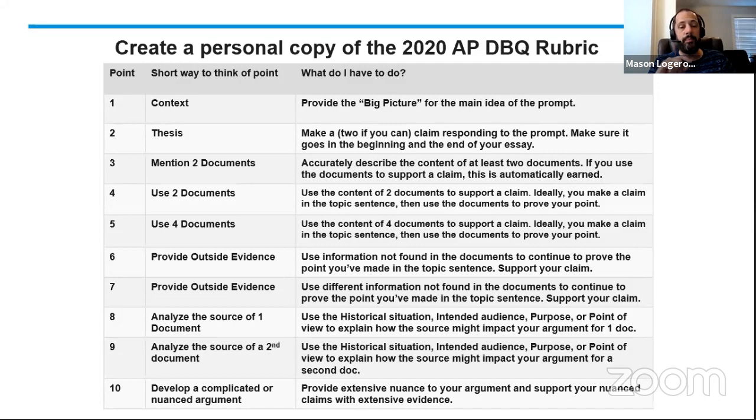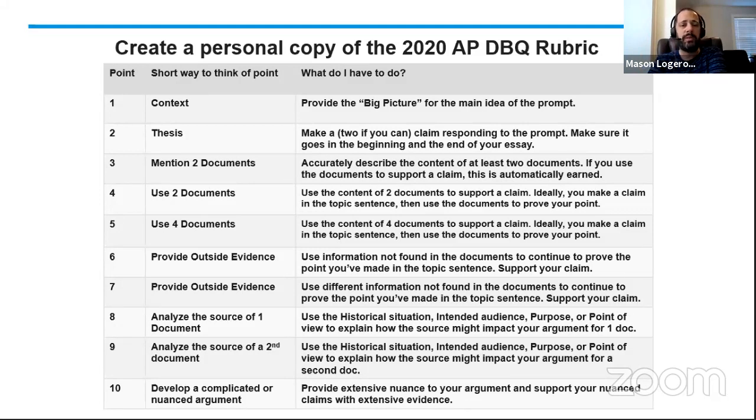All right, points 8 and 9. We're talking about sourcing of the documents. So remember, you have to be able to explain how the source's situation, audience, purpose, or point of view is going to impact your argument, or how it's relevant to the argument. But remember, it's not enough just to identify the source, or to identify the audience or the purpose. You need to take it a step further and say, so what? Hey, document 3 is a letter written to the king. Okay, cool, it's written to the king. So what? Why is that important? How does that help you better understand the document? How does that help support your argument? And remember, this year, you need to do that for 2 out of the 5 documents, okay?